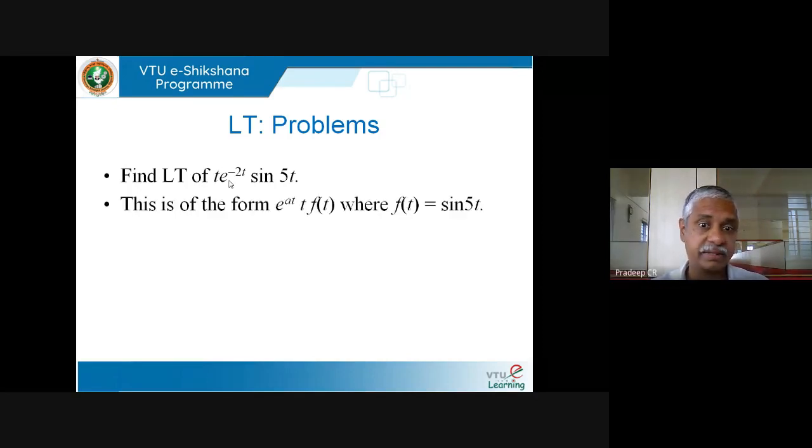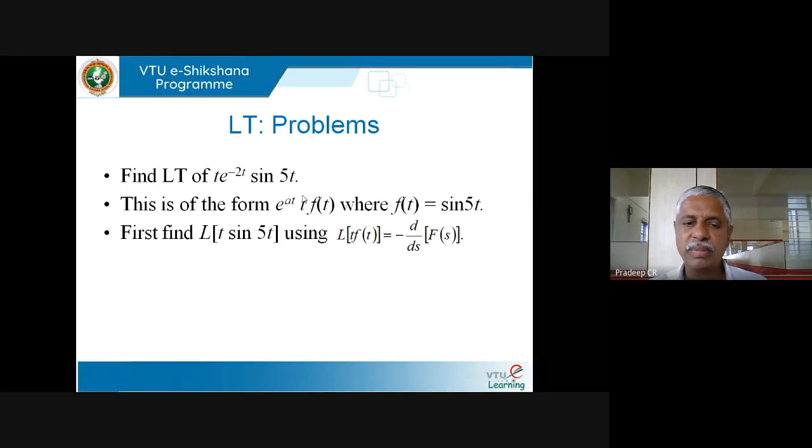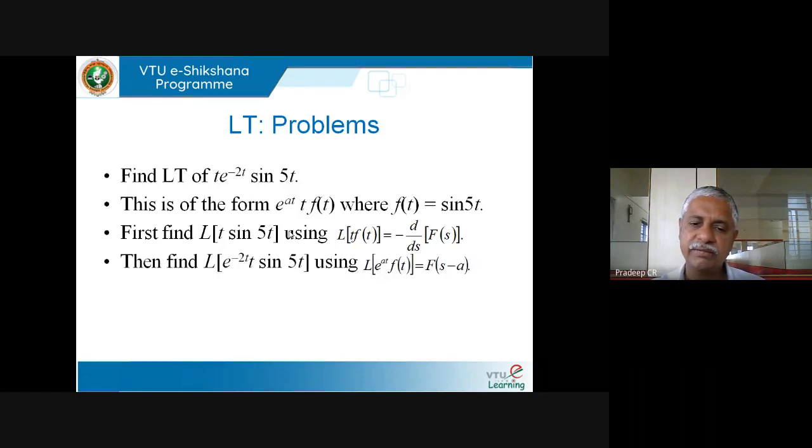It's the same thing. So let me write down the details. This given function is of the form e power at t times f(t). See, I cleverly changed the order of t and e power at t, because finding Laplace of this is easy, but finding Laplace of that and then finding Laplace of t into that is a bit more work. It's correct, you can do it that way also, but this is easier. So this is what I will do. First I will find Laplace of t sine 5t using this, and then I will find Laplace of e power minus 2t t sine 5t using this.